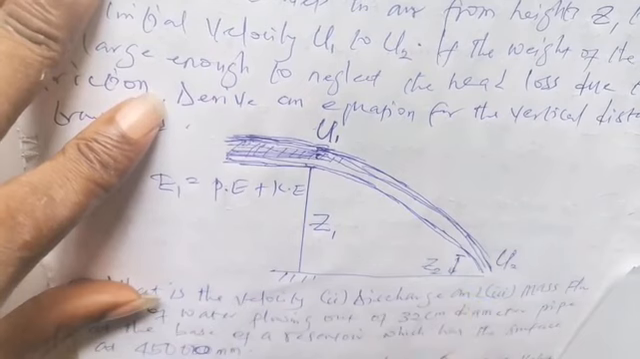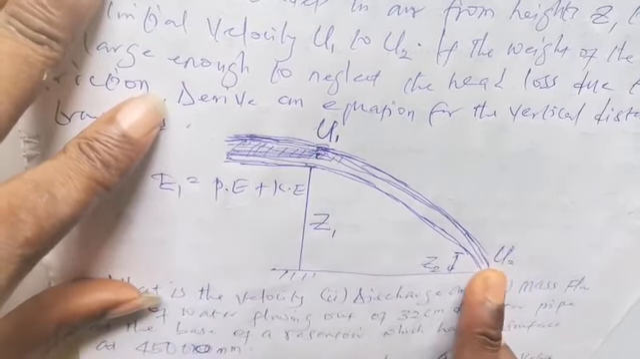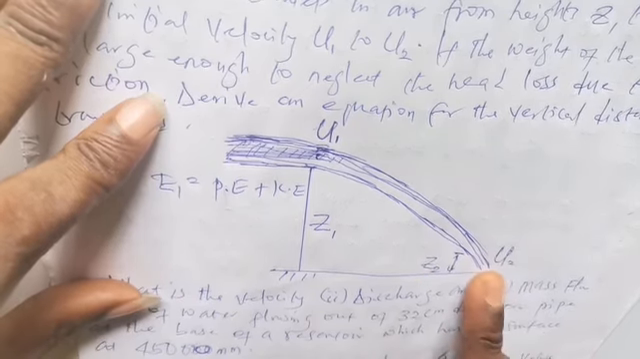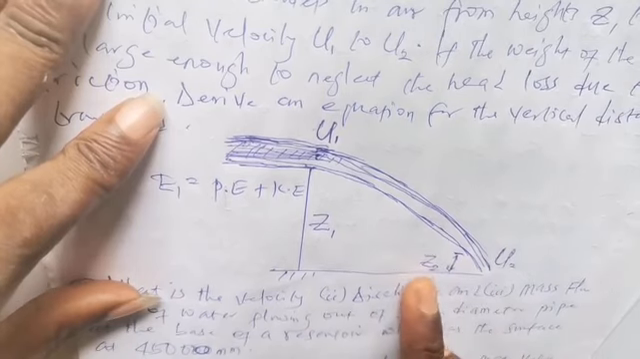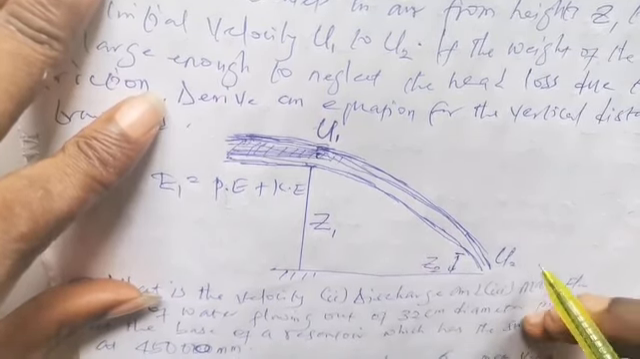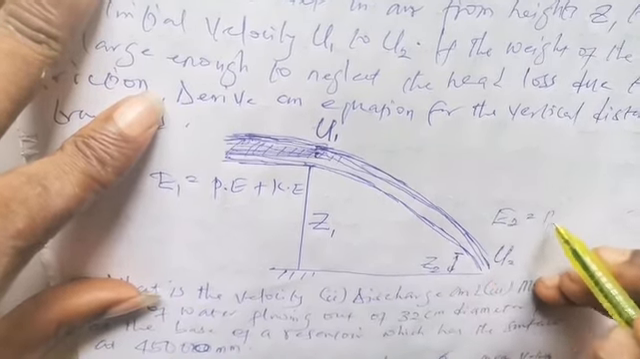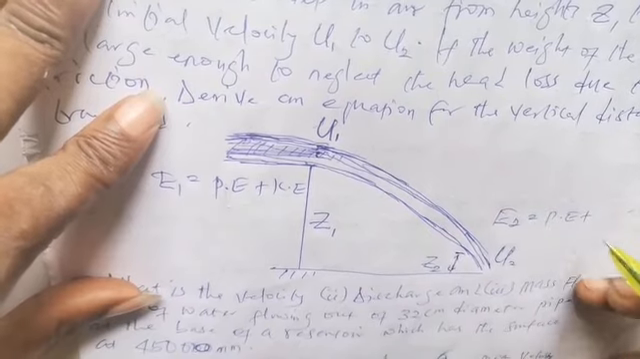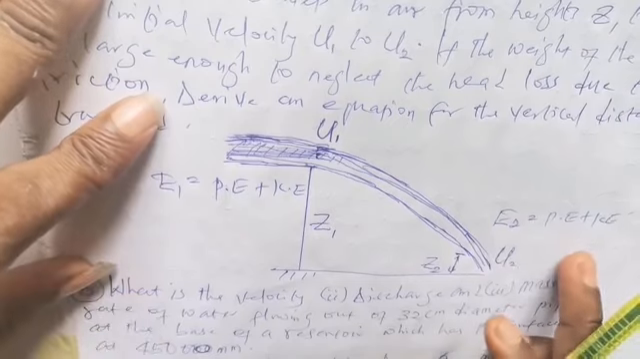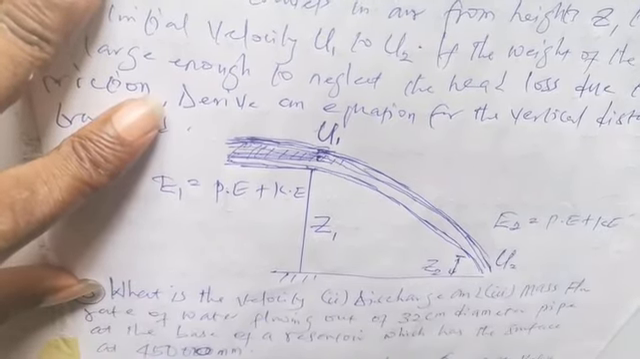The same thing happens at state 2. When it comes to state 2, it moves and transforms to speed u2, which means it also exhibits kinetic energy. When it finally comes to rest at this point, at this height, it also exhibits potential energy. Therefore, the total energy here, let's call that energy E2, is also potential energy plus kinetic energy. Now, what are these potential energy and kinetic energy?